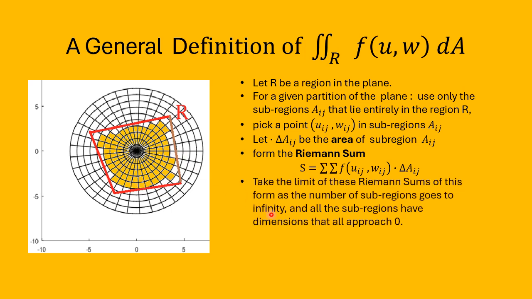We'll then look at more and more of these Riemann sums where the number of subregions goes off to infinity, and each of these subregions, all of the subregions, have dimensions. As n approaches infinity, these dimensions, lengths and widths perhaps, all approach 0. And this limit of Riemann sums is the value of the double integral.